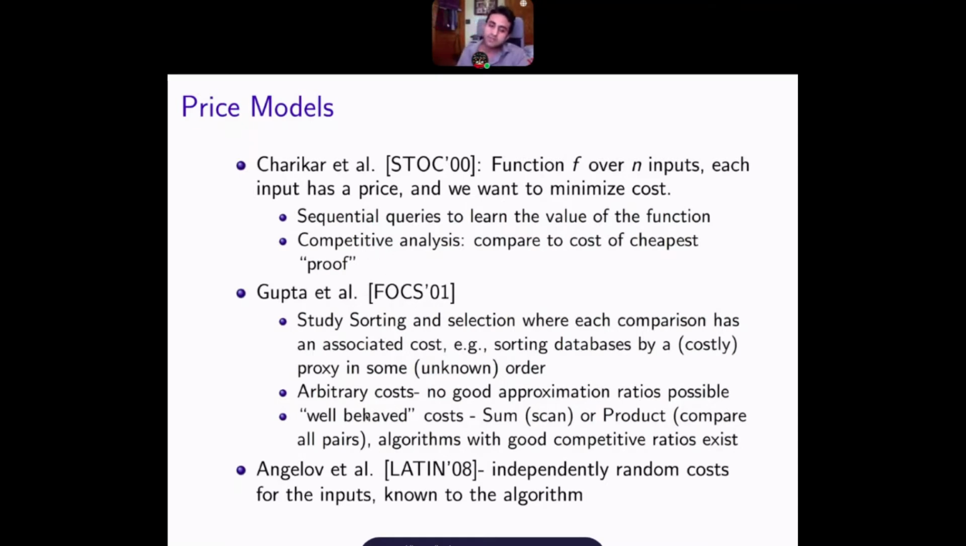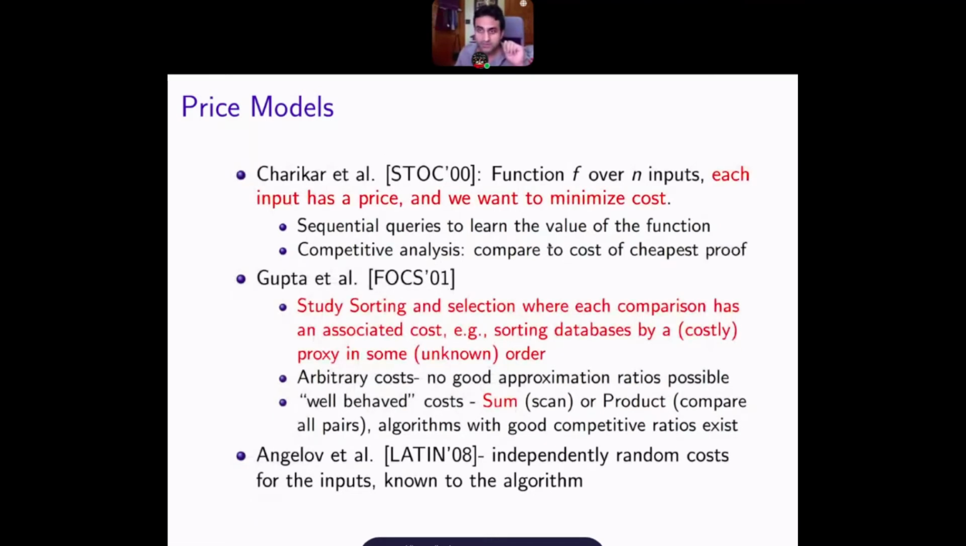But they also showed that if the cost is well behaved, for example, if the cost to compare two databases is the sum of the sizes of the databases, or the product, which means comparing all pairs, then algorithms with good competitive ratios exist. Building upon this, Angelopoulos et al. in Latin 2008 proved that for the other setting, when the costs are completely independently random, you can also get good competitive ratios. So what we will be focusing on are what I've highlighted in red here. We want to study sorting mainly in this priced information setting.